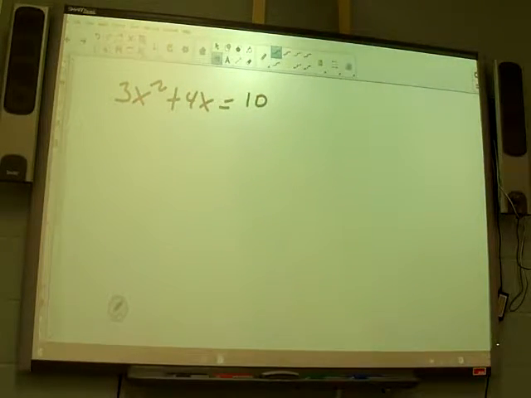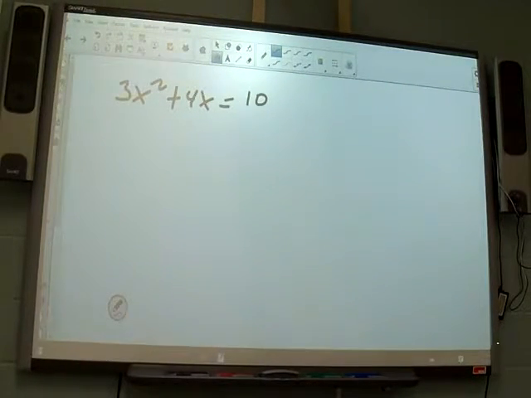X equals negative b plus or minus the square root of b squared minus 4ac, over 2a. X equals negative b plus or minus the square root of b squared minus 4ac, over 2a.